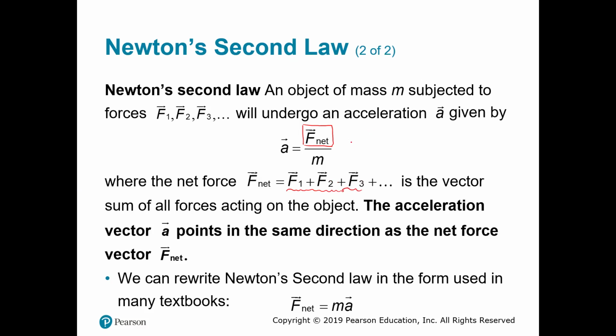F net here means the sum of all forces acting on the object. Okay, so in other words, if you rewrite it, you can say F net equals m a vector. Or you can say F net again is the sum of all forces. So sometimes we call this one sigma F, which means it's the sum of all forces.